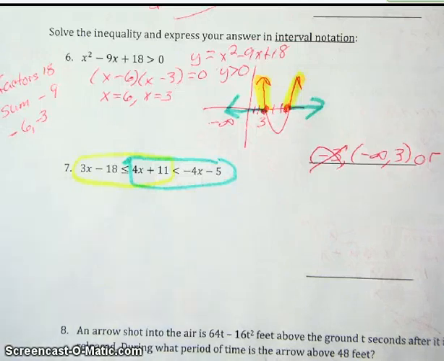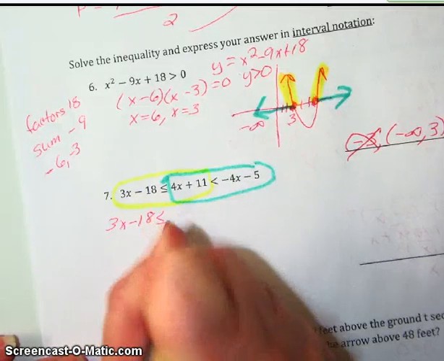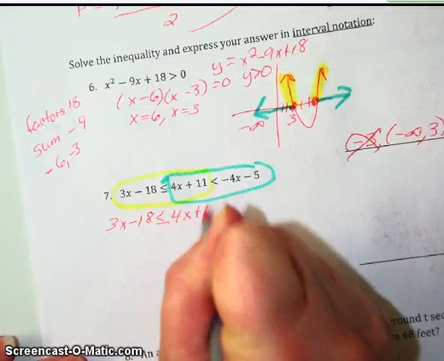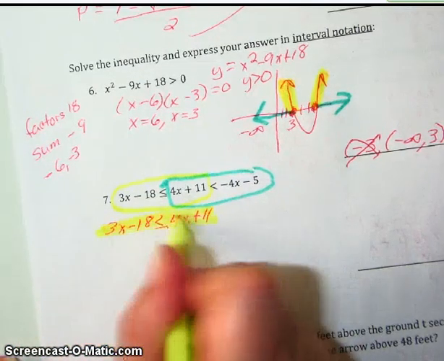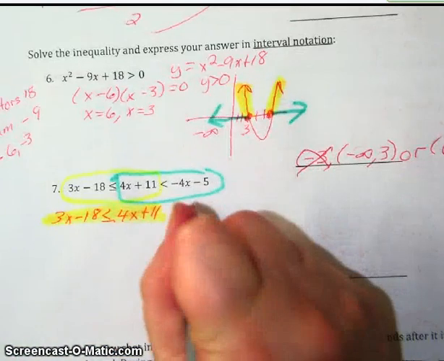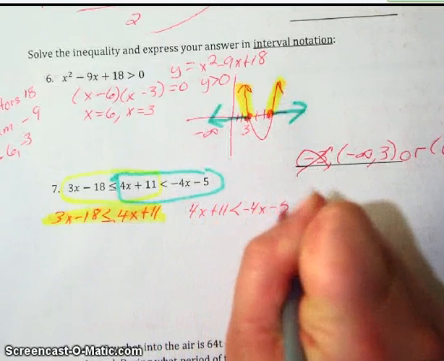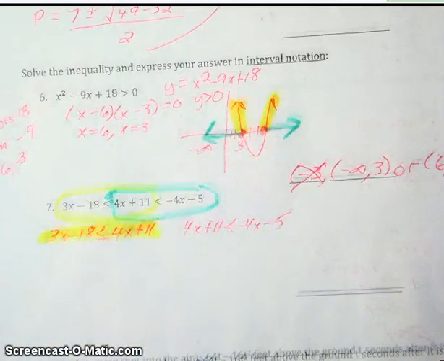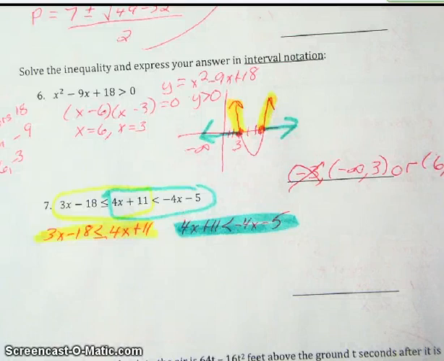Okay? So I've got 3x minus 18 is less than or equal to 4x plus 11. Okay? That's my yellow inequality. And then I've got 4x plus 11 is less than negative 4x minus 5. That's my green inequality. All right, so I'm going to solve them both.